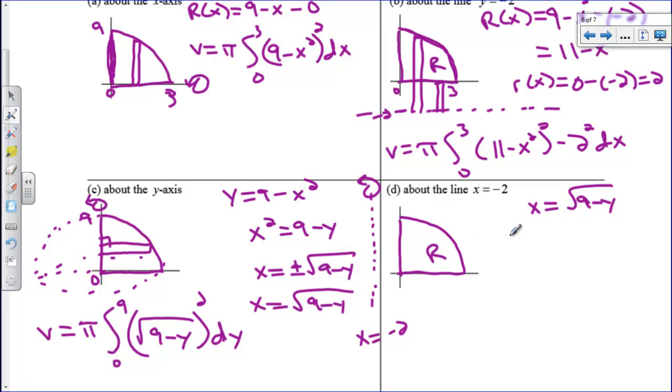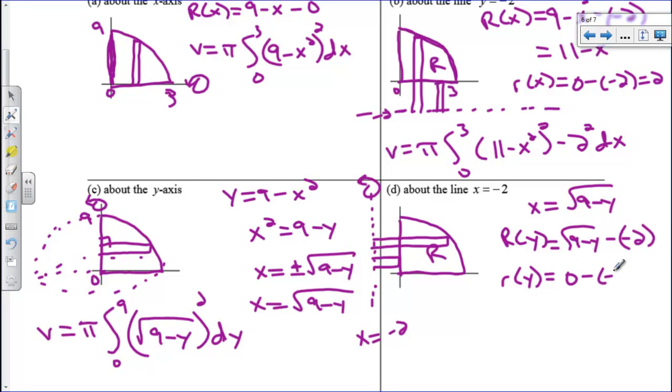So we need to find what our outside radius is in terms of y and our inside radius in terms of y. And this time we're going to need to think right minus left. So my outside radius is the distance from the furthest graph to my axis of revolution. That distance is right minus left. That's going to be the square root of 9 minus y minus -2, which is really going to turn into a +2. My inside radius is my distance from my axis of revolution to the closest graph, and we still think right minus left. This graph is the line x equals 0 minus -2, and we'll make that a +2 as well.